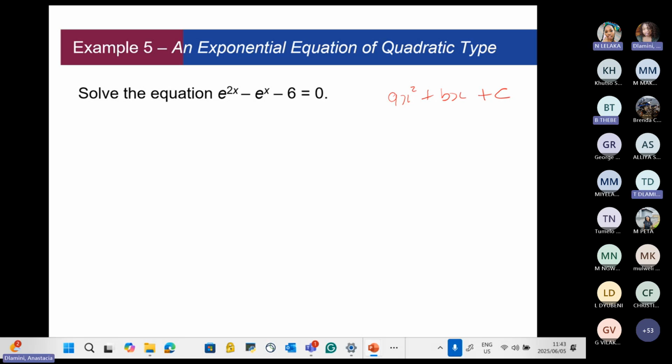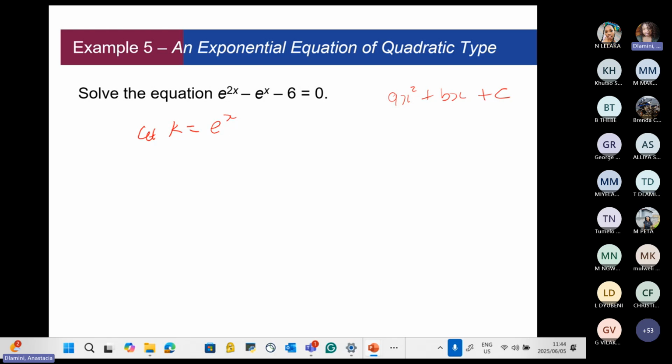The same person who says, why don't we do e to the power of x as y, is the same as K substitution. We're just changing a variable. So if we say e to the power of x, let K equal e to the power of x.